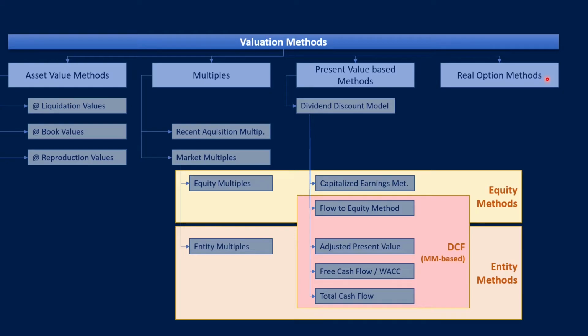Last but not least, there are real option methods. Real option methods are based on option pricing. They are not so common in practice. They are only used, for example, for pricing oil, digging rights or something like that, or mining rights.